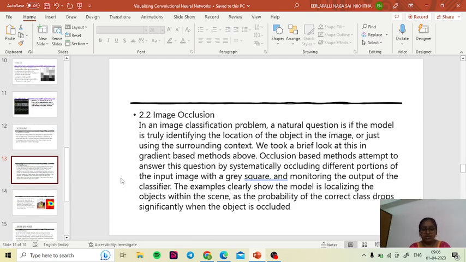2.2 Image occlusion. In an image classification problem, the question is whether the model is truly identifying the location of the objects in the image or it is just using the surrounding context. So we took a brief look at these gradient based methods above. In the previous example, we have seen that a group of researchers trained a neural network model using 50 photos of forest with trees and 50 photos of camouflaged tanks with trees.